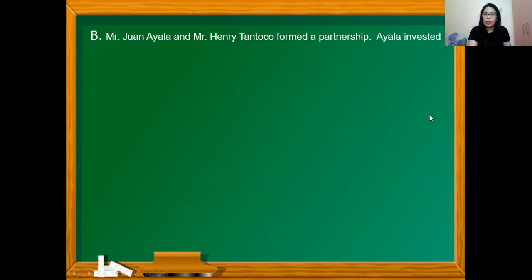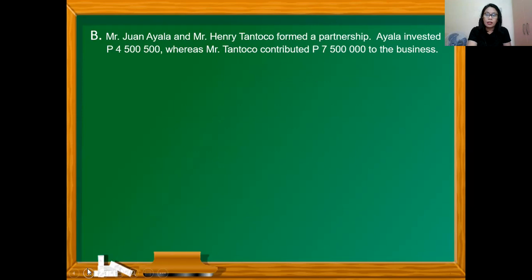Now, let's work on this example problem, which is working on ratios. Mr. Juan Ayala and Mr. Henry Tantoco form a partnership. Ayala invested, let me change this to 4,500,000 pesos. Although we can work on the ratio of that, I intended this to be 4,500,000 pesos, while Mr. Tantoco contributed 7,500,000.